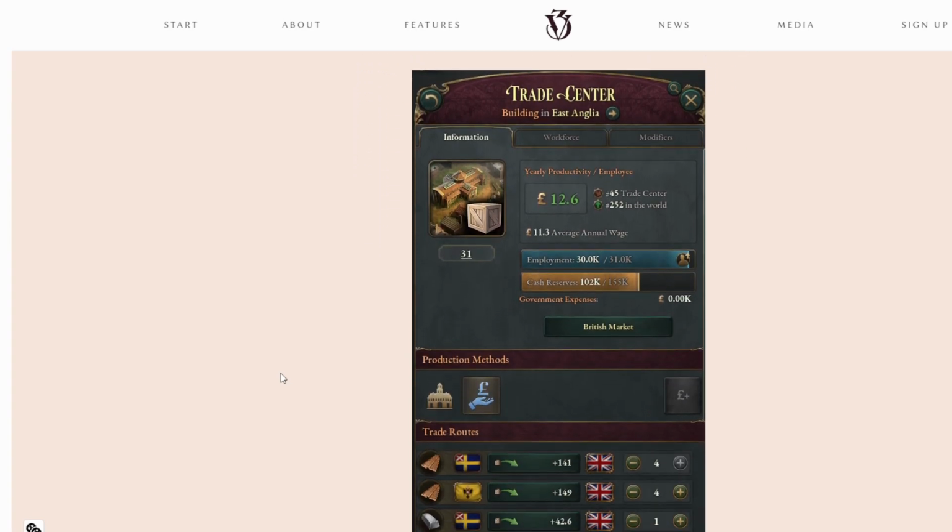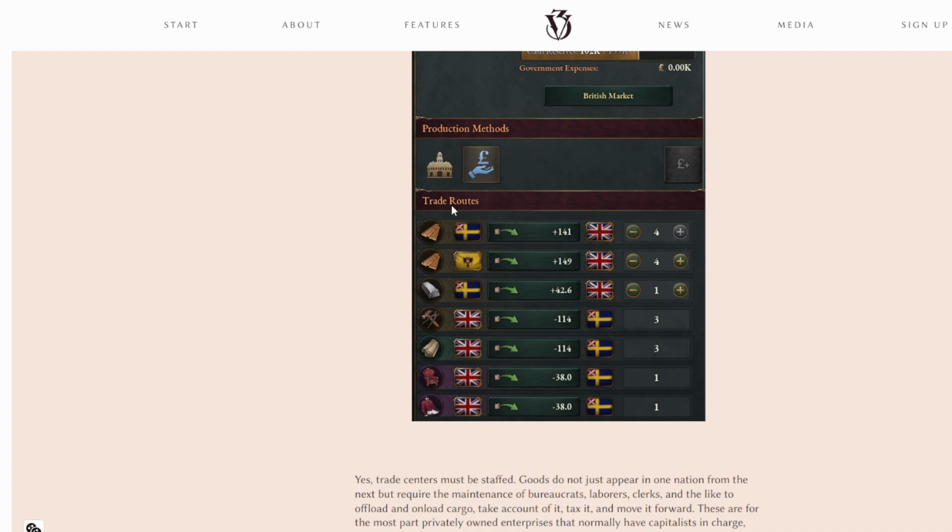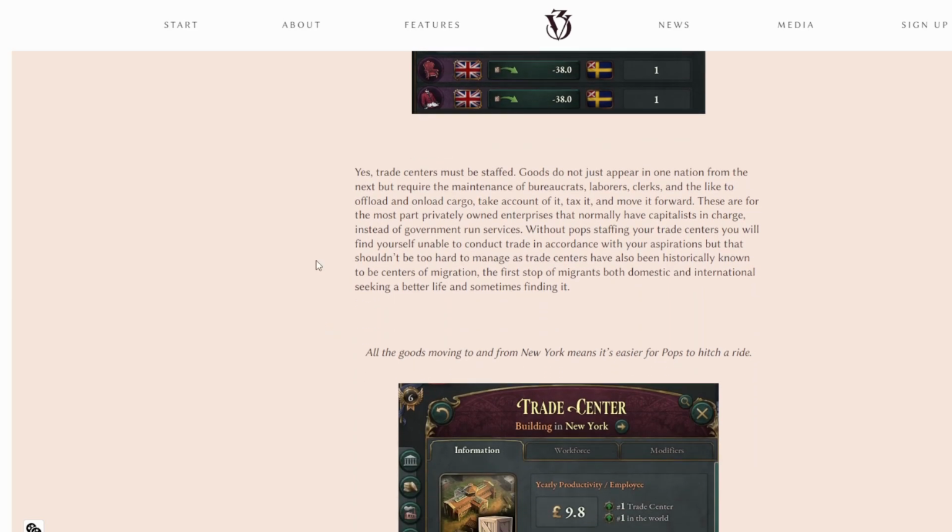So here we can see a trade center building in East Anglia: yearly productivity per employee, average annual wage, employment, cash reserves, production method, and the trade routes that go from there. Yes, trade centers must be staffed.